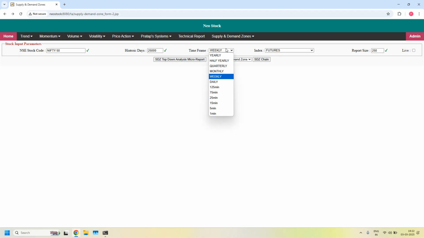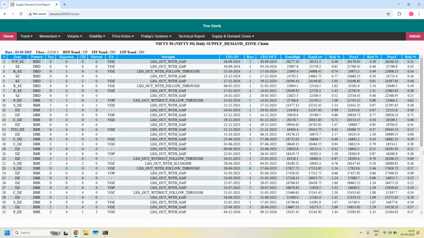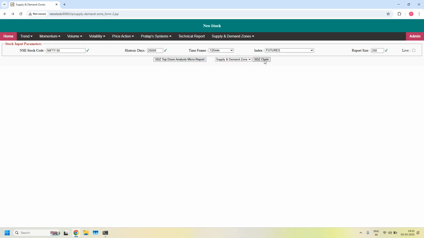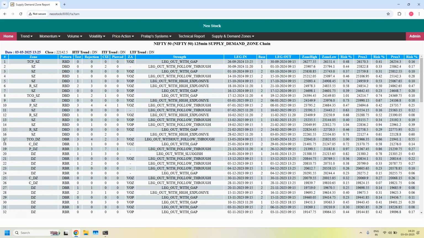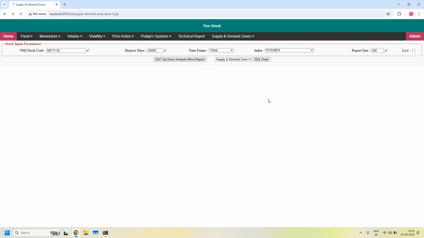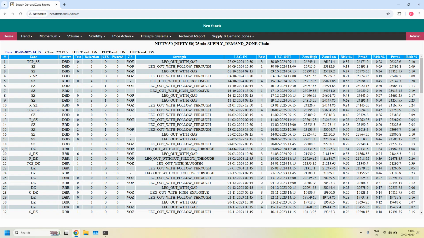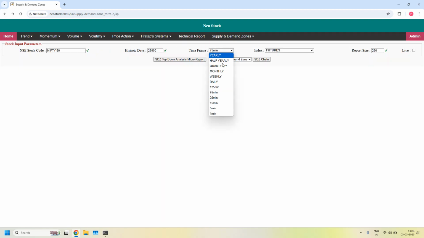Next, daily supply demand zone chain for Nifty. Next, 125-minute supply demand zone chain for Nifty. Next, 75-minute supply demand zone chain for Nifty. Next, 25-minute supply demand zone chain for Nifty.